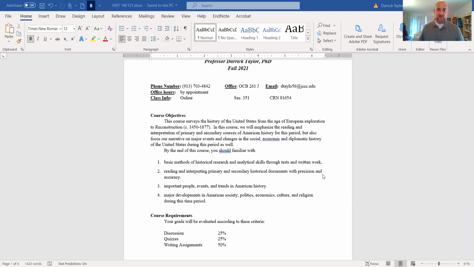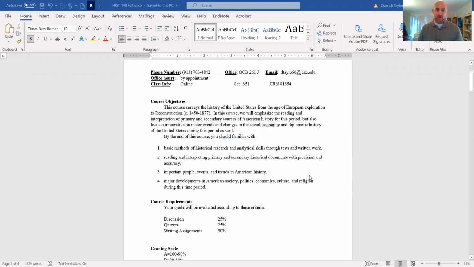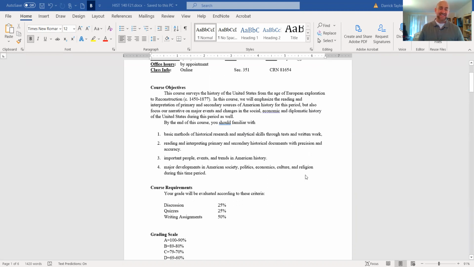So, a basic overview. Hopefully you'll be familiar with and remember some of this at the end of the course. We'll cover methods of historical research, what primary and secondary sources are, and try to give you some analytical skills: how to analyze texts, compare them, contrast them, through tests and written work in the course. Again, we're trying to get you to understand historical documents in their historical context and interpret them that way, to get you to not think so much in terms of anachronism.